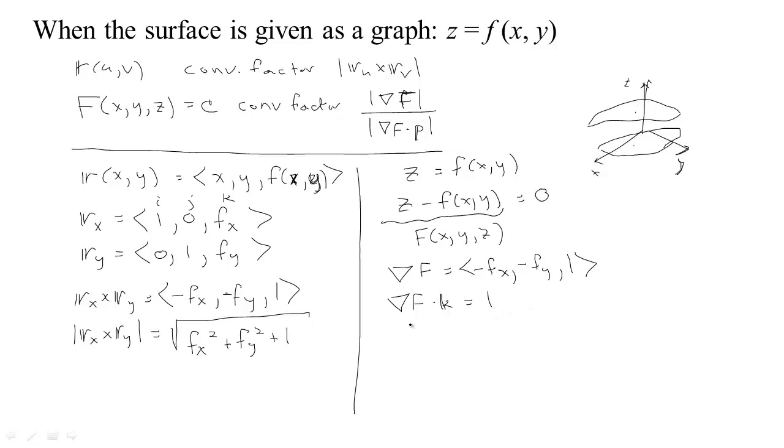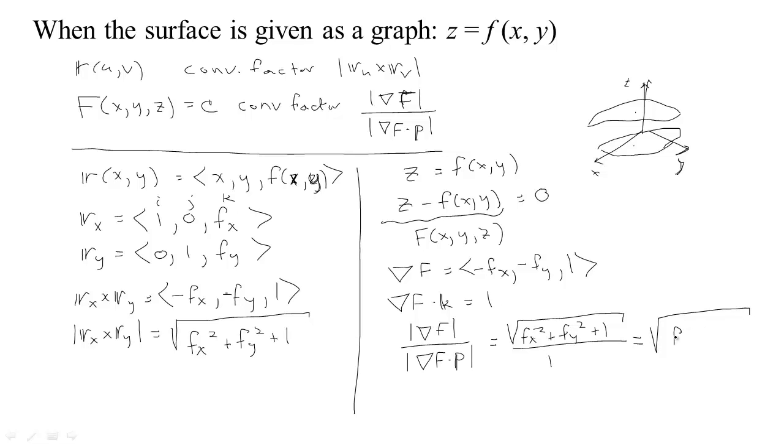So the conversion factor would be the length of the gradient of capital F over the absolute value of the gradient of f dotted with the projection direction. It's just going to be the length of this vector, which is the square root of f sub x squared plus f sub y squared plus 1, all divided by 1, which gives us the exact same conversion factor. So this case where z is a function of x and y, you can think of it either way.